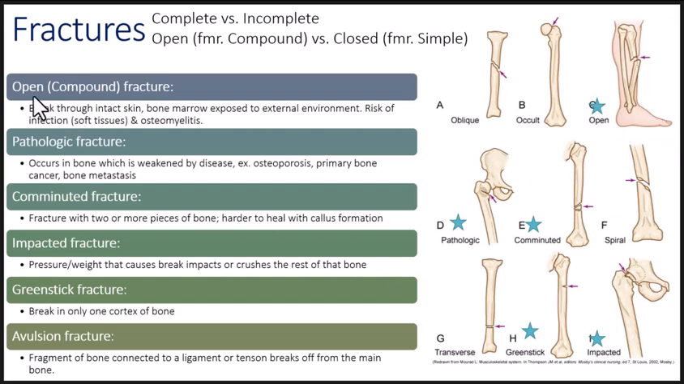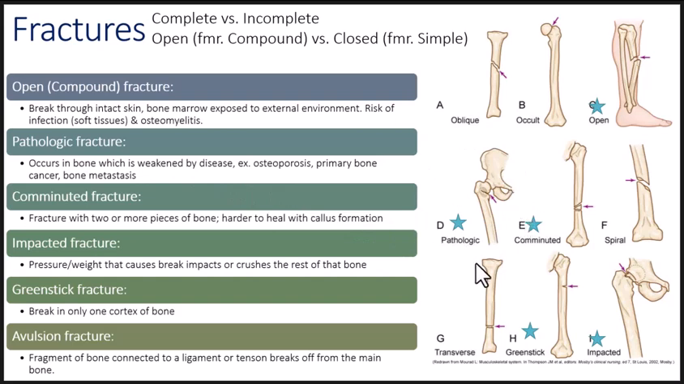And so a closed fracture then, also known as a simple fracture, it's not defined explicitly here, but that should be pretty obvious. It's a fracture that does not break through the soft tissues. It does not break through the skin. So it's typically less complicated. Pathologic fracture, shown here as D.